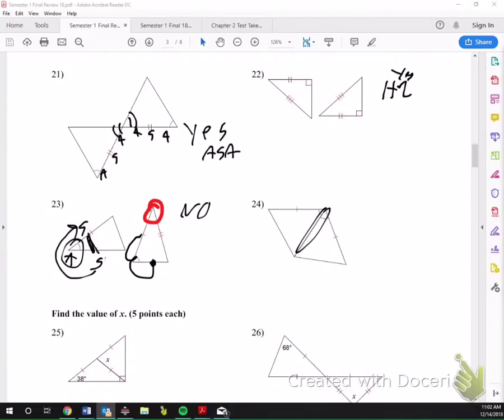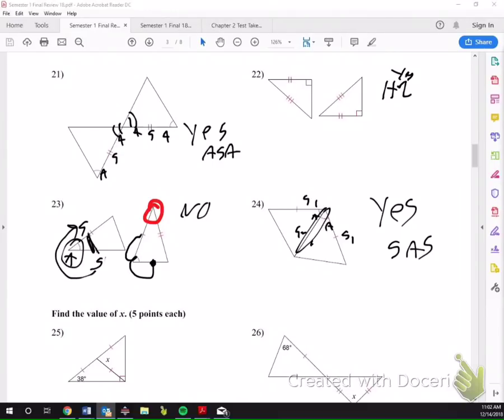Here we don't have that, so we don't have congruency. Number 24. Now notice here we have a shared side. That means that side's going to count for our congruency order. So we have one side, second side, and we got that angle in between. So yes, side, angle, side.